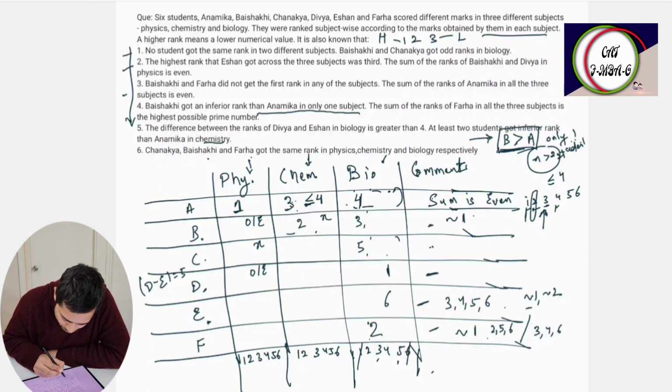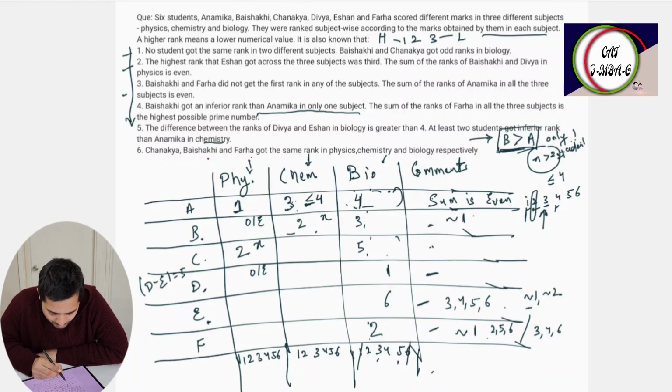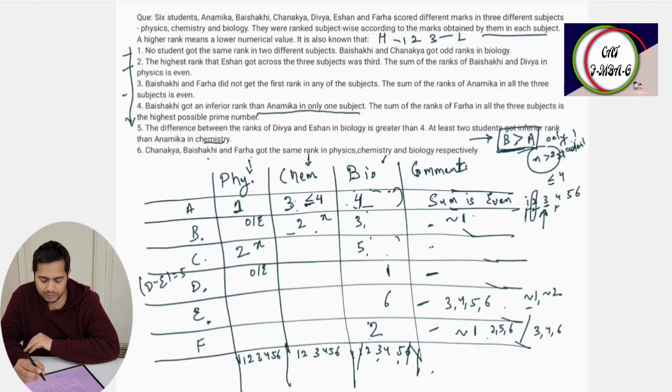X 2, this will also be 2. Okay, so 2 is less than 3, 3 is less than 4. This number has to be greater than 1 in only one subject. Now this can be odd also and this can be even also. We will keep that for now.